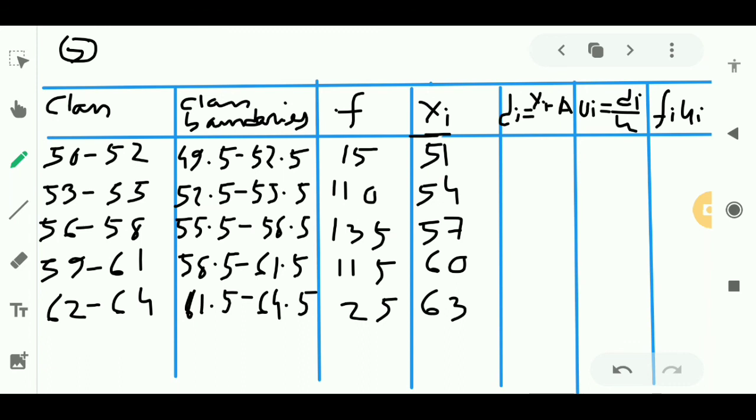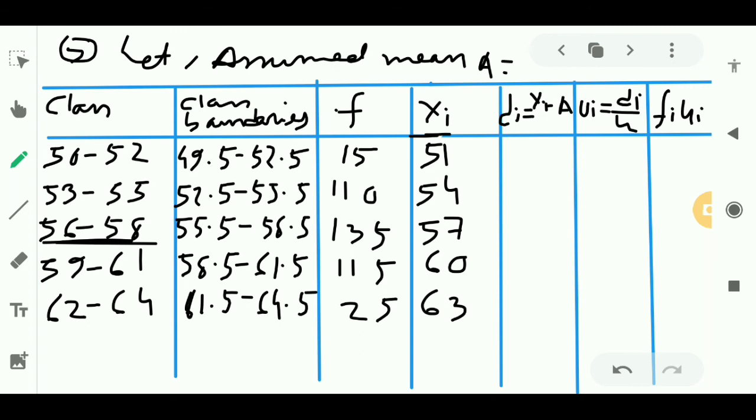Now for di, we have to take an assumed mean, which means the middle one. So first you have to see how many classes there are: 1, 2, 3, 4, 5 classes. In the middle, this class will come. So this class mark is called the assumed mean. 57 is the assumed mean. So di means xi minus a. 51 minus 57 means minus 6. 54 minus 57 is minus 3. 57 minus 57 is 0. 60 minus 57 is 3. 63 minus 57 is 6.